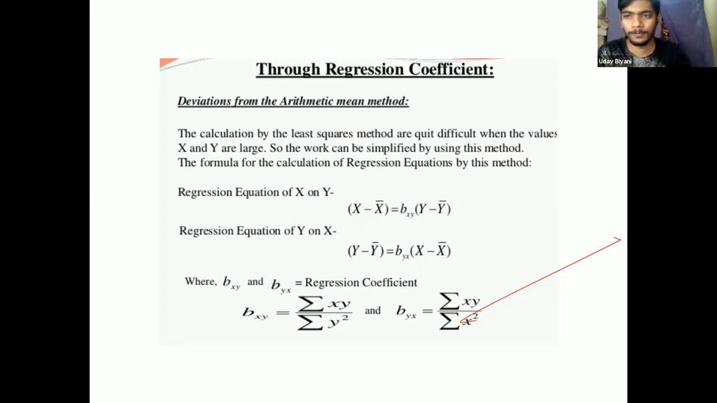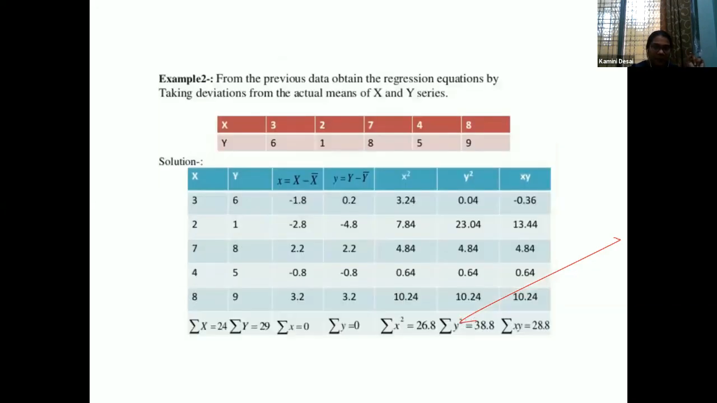Okay. So this is the regression equation y on x. Y is always the dependent variable on the left side, and the independent variable on the right side. So we want to predict that y estimated value. This is the formula using the deviation from arithmetic mean method. This is an example. If you want to try, you can try this example on your Excel sheet.